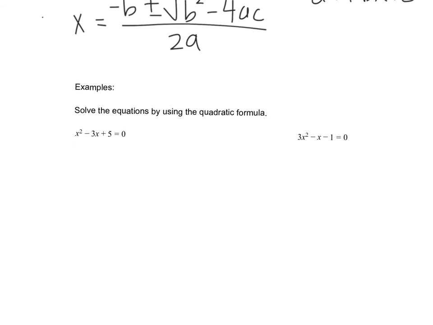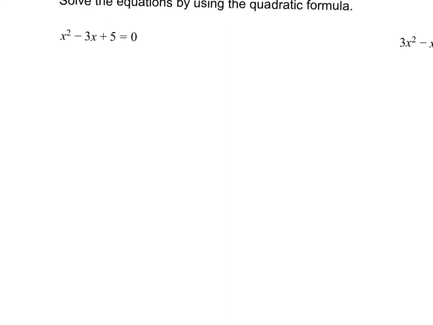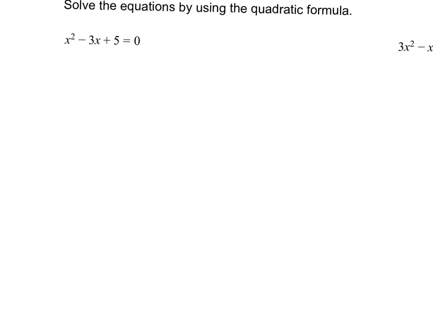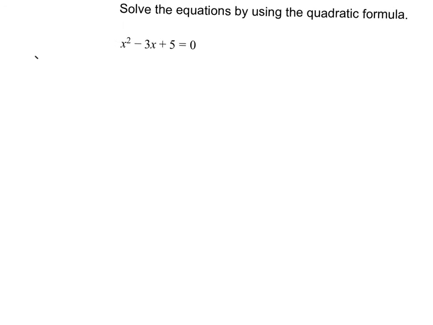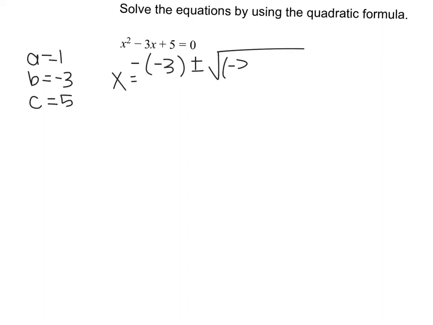So if we look at our first example, we have x squared minus 3x plus 5 equals 0. And it's always a good idea to go ahead and identify a, b, and c first. So a equals 1, b equals -3, and c equals 5. So now we just plug it into the formula and simplify. So we get x equals negative b, so -3, plus or minus the square root of -3 squared minus 4 times 1 times 5 all over 2 times 1.